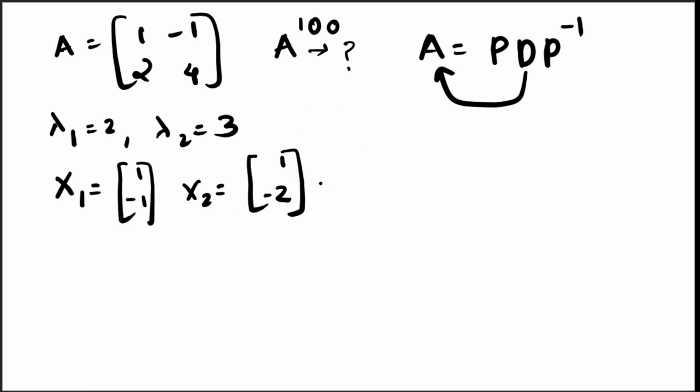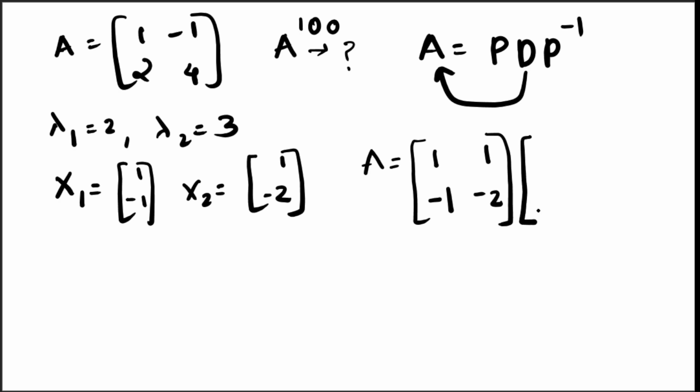Now we can write A. What is P? You just have to stack these eigenvectors: first write x1 and then write x2, so P is 1, 1, minus 1, minus 2. And what is D? Just write the eigenvalues 2 and 3 as diagonal elements: 2, 0, 0, 3. And here it is P inverse. We have to find P inverse, and finding it is simple.